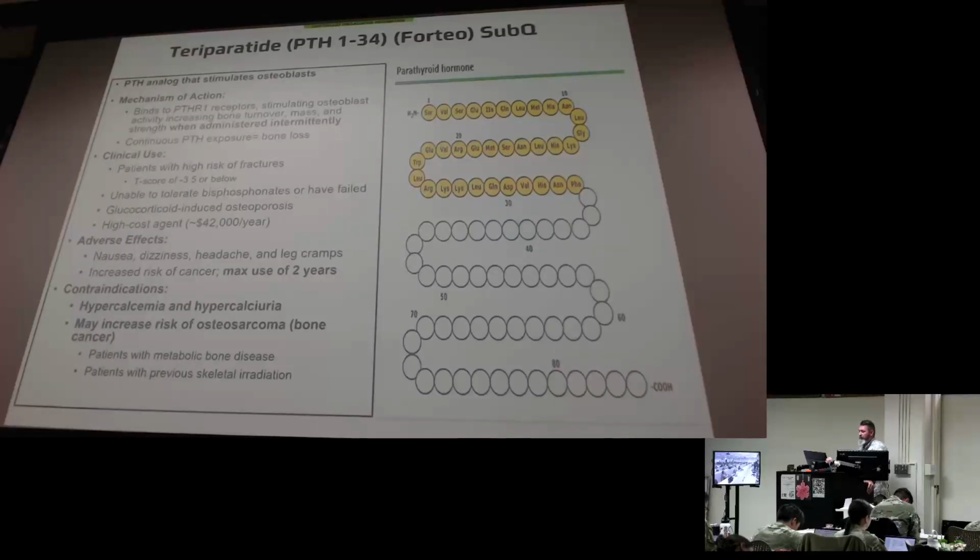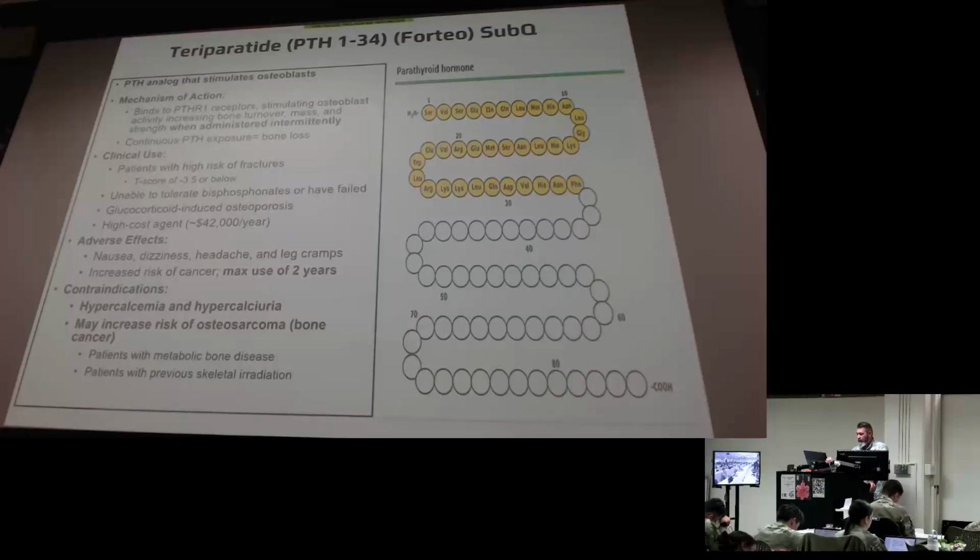So when do we use it? Look at the numbers, right? We're getting really severe, high risk of fracture and a T-score of negative 3.5 and below. And we already said that that puts our patients, early on when we're talking about diagnosing osteoporosis, in that severe category, all right? Or when patients can't tolerate the bisphosphonates is when we're going to use it.